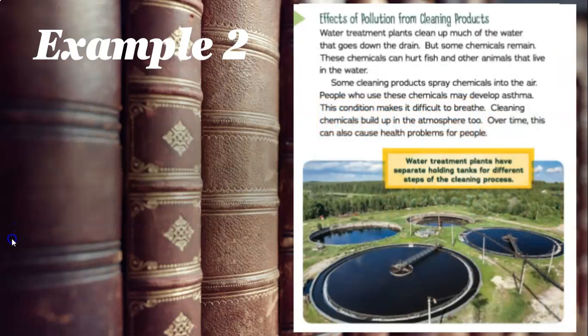Moving on. Okay. Next page, effects of pollution from cleaning products. Water treatment plants clean up much of the water that goes down the drain, but some chemicals remain. These chemicals can hurt fish and other animals that live in the water. Some cleaning products spray chemicals into the air. People who use these chemicals may develop asthma. This condition makes it difficult to breathe. Cleaning chemicals build up in the atmosphere too. Over time, this can also cause health problems for people.